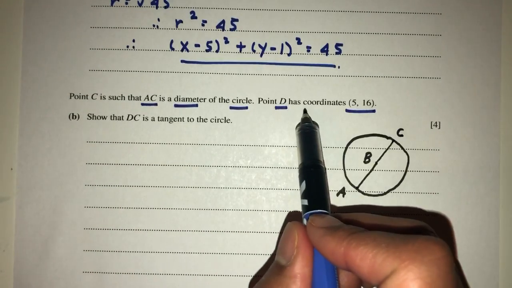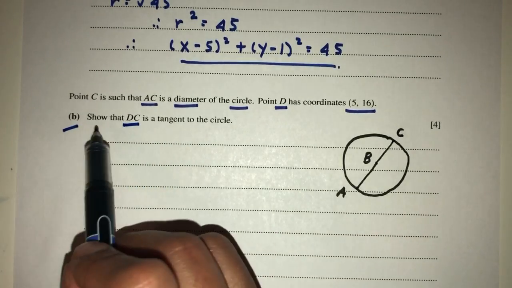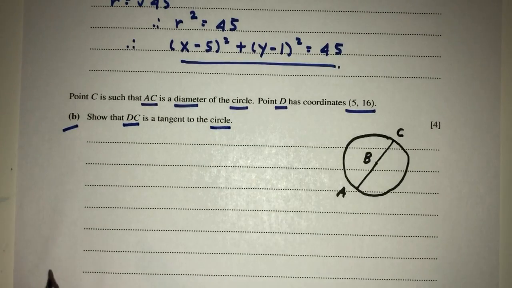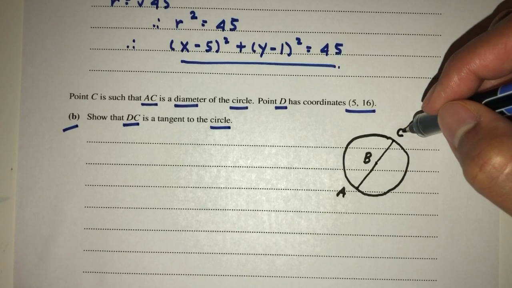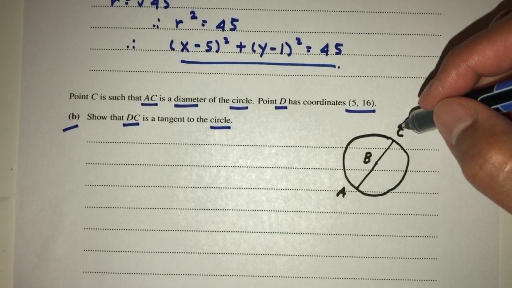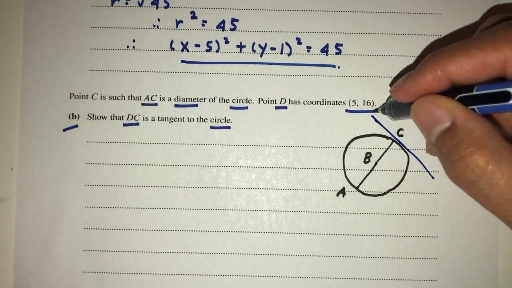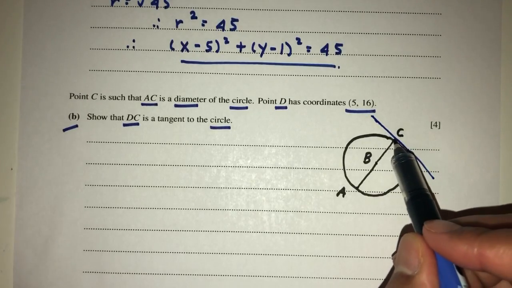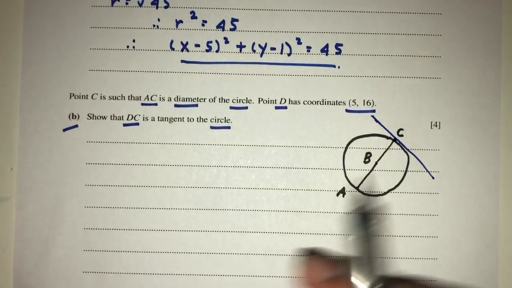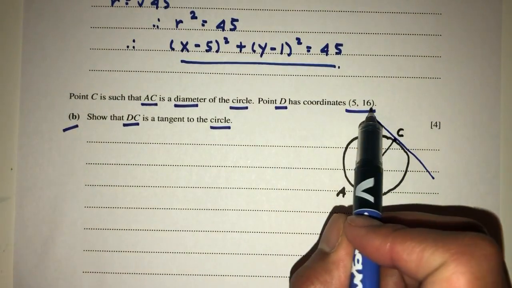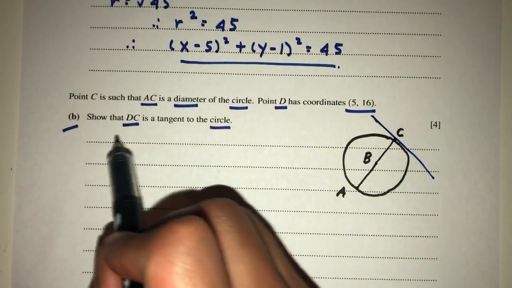It says the point D has coordinates 5, 16. Great. And we have to show that DC is a tangent to the circle. So the point D should be somewhere at 5, 16. DC has to touch the circle here. I was supposed to touch here, but that's okay, you get the idea. Let me draw D, because for it to make sense, D has coordinates 5, 16. So let me draw something better for you to understand. So here we have the circle.